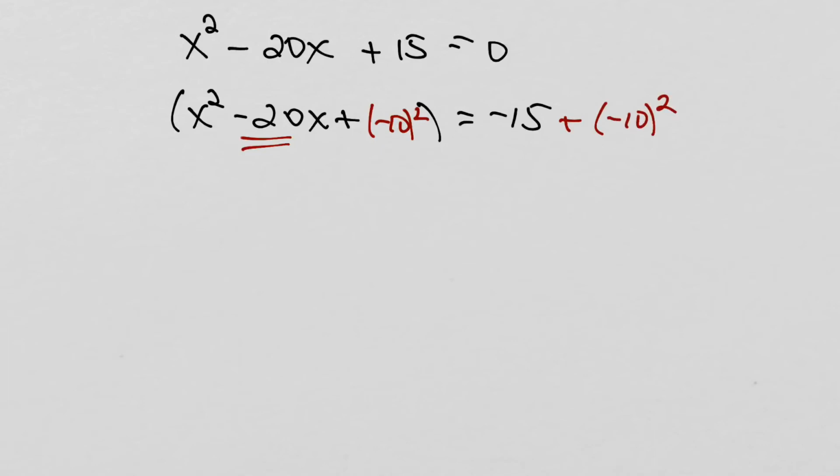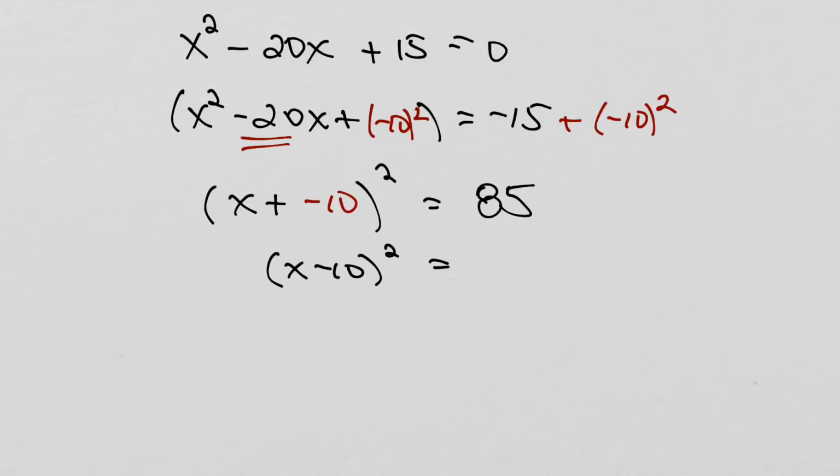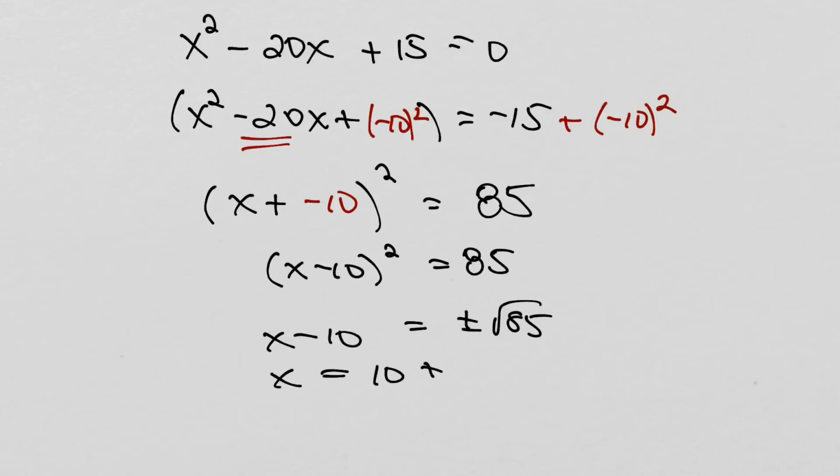And then this factors into x plus that number, which in this case is negative 10 squared, equals negative 15 plus 100 gives me 85. Right? So this just becomes x minus 10 squared equals 85. Right? If we take the square root of both sides, we had x minus 10 equals plus or minus the square root of 85. I can take the 10 over to get 10 plus or minus the square root of 85.